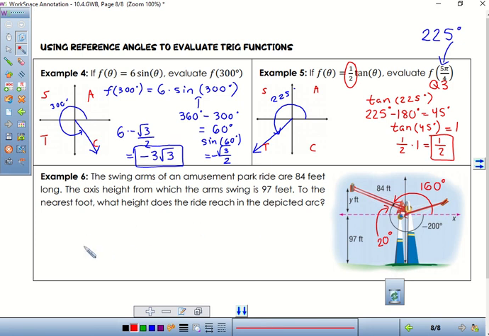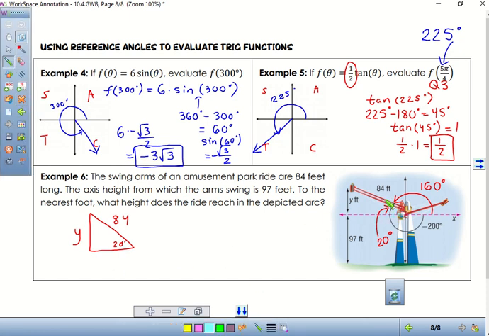So now, if I look at this, I basically just have a triangle right here, right? I have a triangle with y, 84, and then this is 20 degrees. So does everybody see kind of where that triangle came from? It's this triangle right here. You see that? Okay, so how can we find y? We can use trigonometry, right? So this has an opposite and a hypotenuse. What trig function would we use to find that?